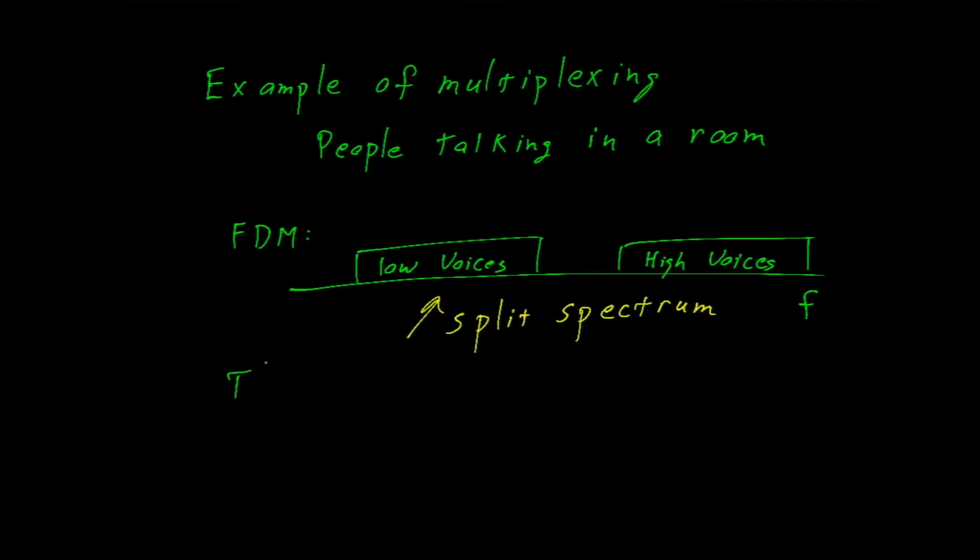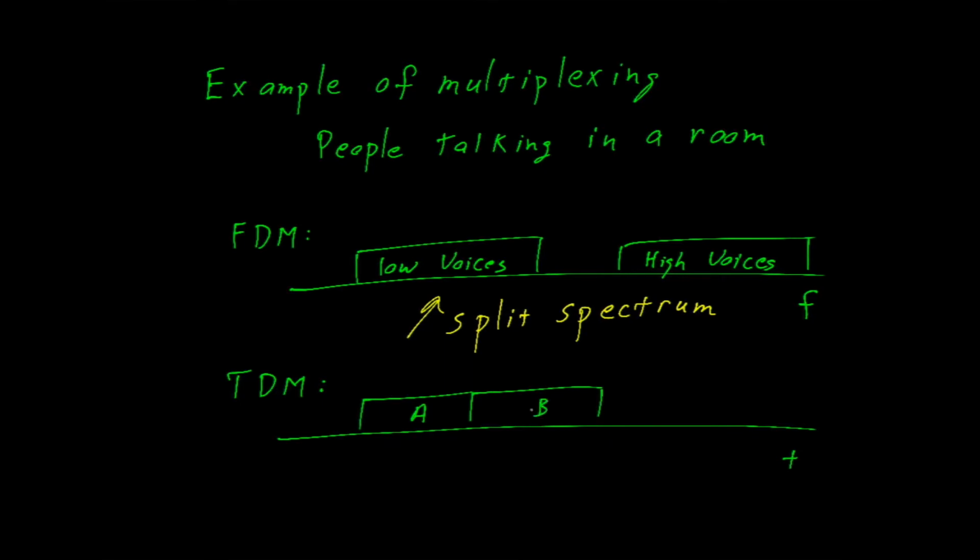Time division multiplexing splits the time domain. You might have one person speaking here. We'll call that person A. Sometime later, person B speaks, then C, and maybe back to A. So we're splitting time. Or you could say take turns talking.